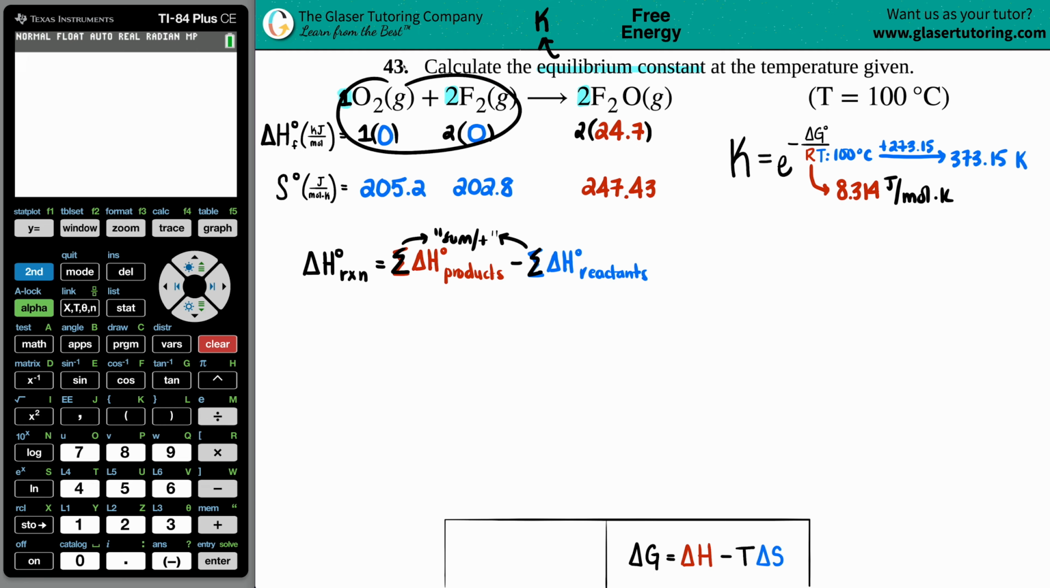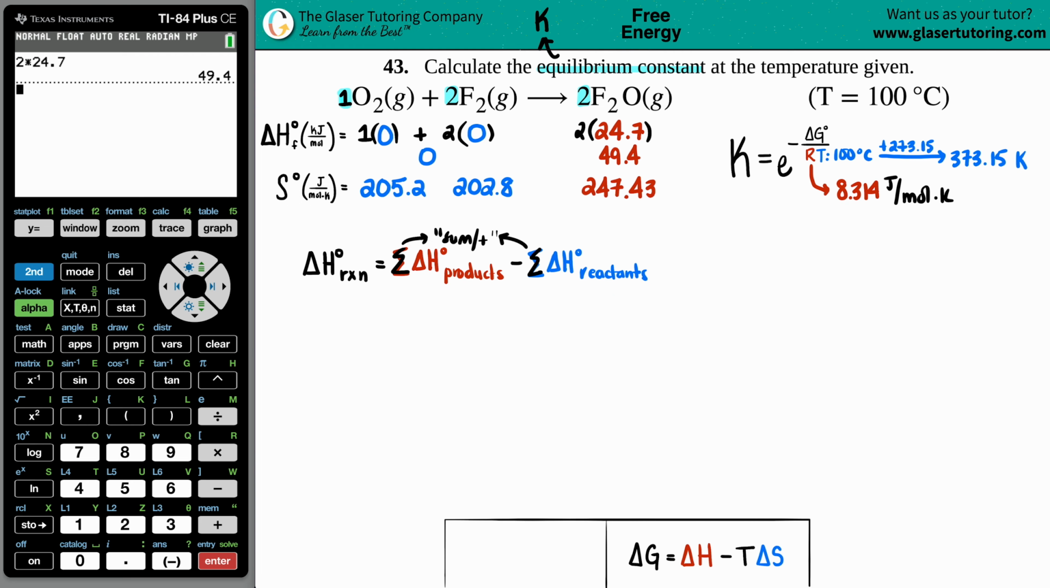Now you have to sum them up. So sum up the reactant side. There's literally a plus in between the two components, so you would add these two together, but 0 plus 0 is 0. So that's the total on the left side. And now all I have to do is 2 times 24.7. So 2 times 24.7, you get 49.4.